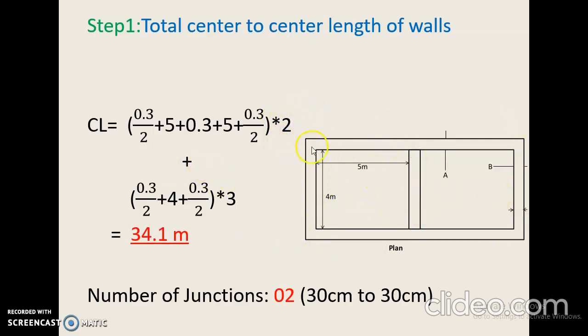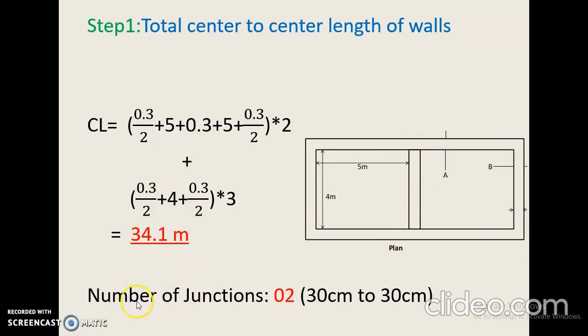And plus there are 3 walls like this. Now again 0.3 by 2 for the center of this wall, plus 4 meter, plus 0.3 by 2. This is the center to center length of one wall. Now you have 3 such walls, hence you multiply by 3. If you simplify this equation, you will get 34.1 meter. So in the given plan the total center to center length of wall is 34.1 meter.